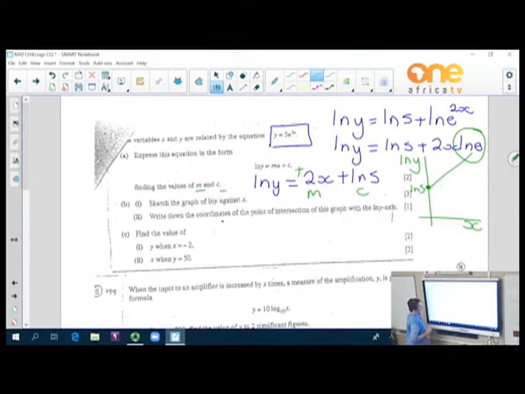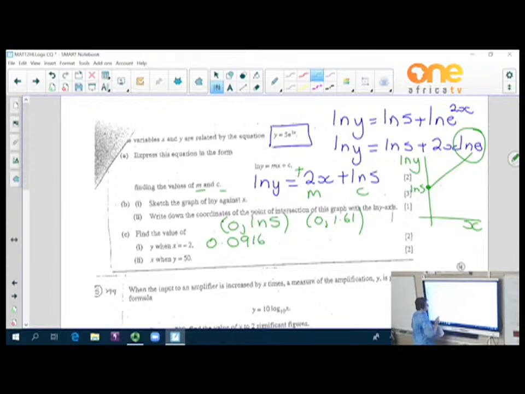And then write the coordinates of the point of intersection. Now that is then obviously 0, ln 5. Or you can get a value for ln 5, and then it is 0, 1.61. Doesn't matter which one you give there. Then number C, find the value of y when x is negative 2. So now we're just going to substitute a negative 2 there. You work with the original one. You substitute a -2 in there, and then I got 0.0916.